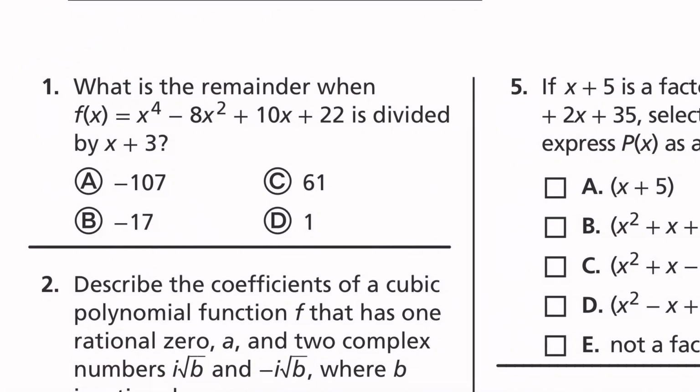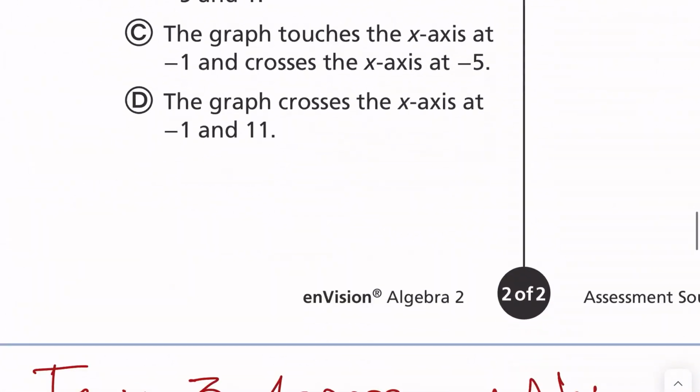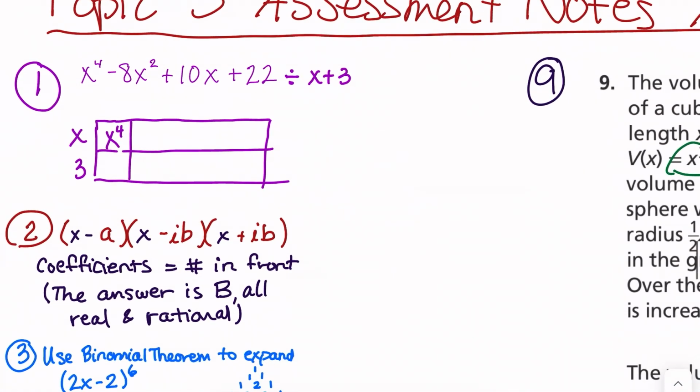So the first question is asking what is the remainder when this polynomial is divided by x minus 3. There are a couple different ways of doing it. One of the ways is very specific to this problem, and I'm going to show that second. Let me show this one first because I think this is better. So here's the very same problem.